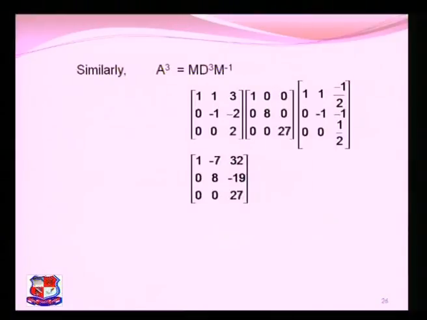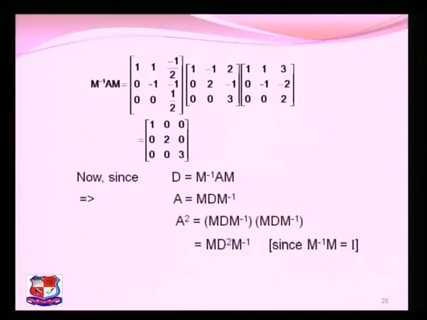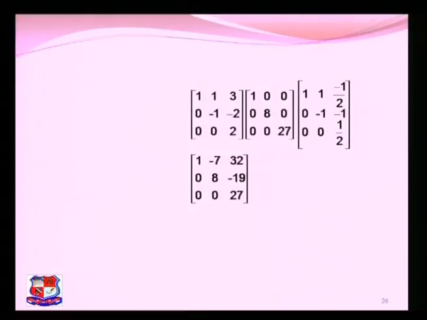In the same way we can find A cube is equal to M into D cube into M inverse. We have M inverse, and we have D. D is equal to 1 0 0 0 2 0 and 0 0 3. So we can easily cube D because that is a diagonal matrix.